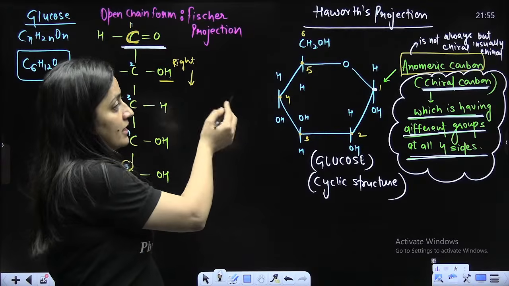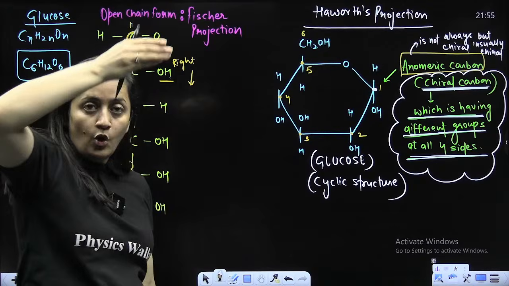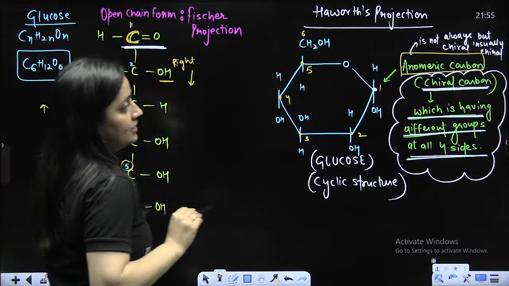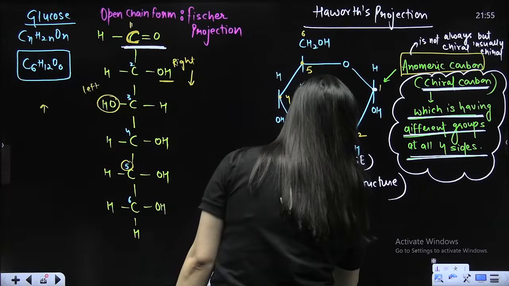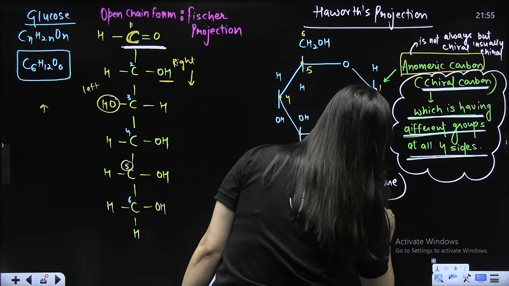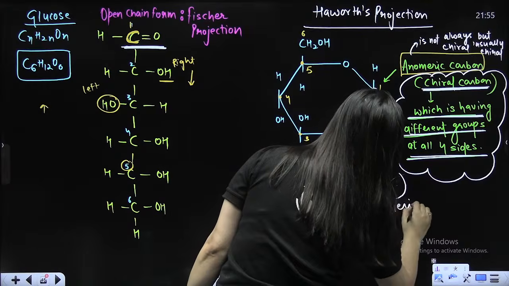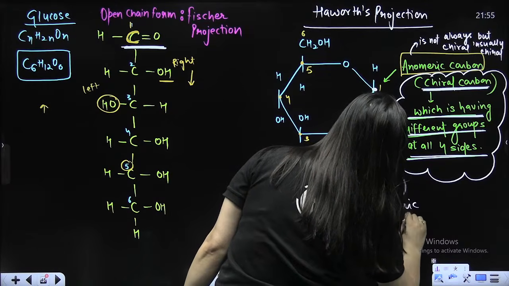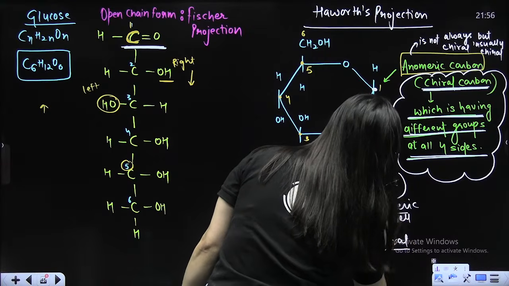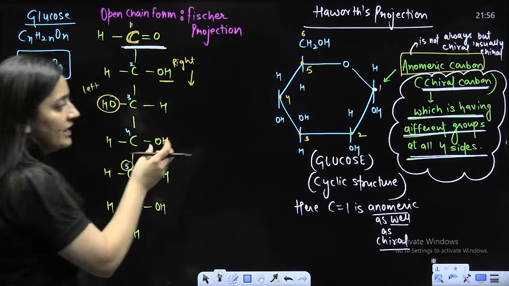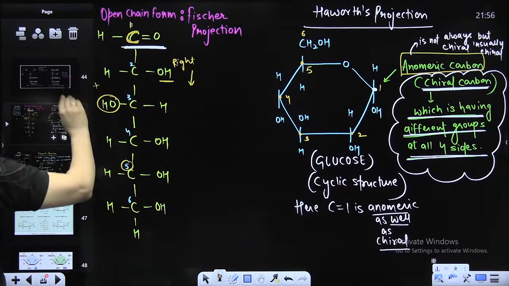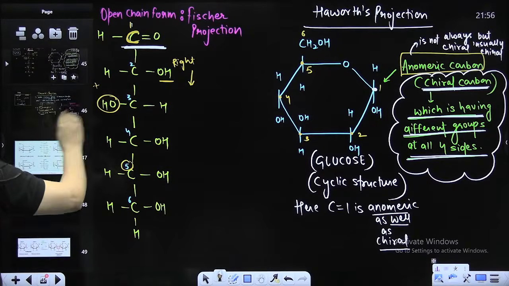Anomeric carbon means initially, when it was in the open chain form, this carbonyl carbon is actually the anomeric carbon. But here C1 is anomeric as well as chiral, meaning all the 4 sides have different groups, plus it is anomeric. It is showing that yes, I am the one who was having that C double bond O in the ring form. So this is the first part.